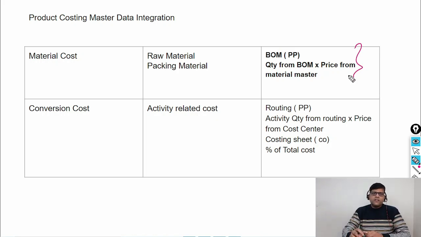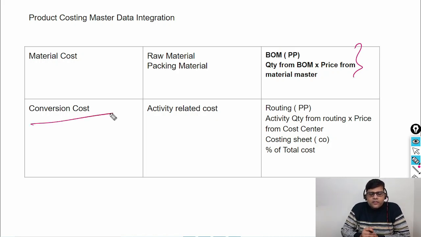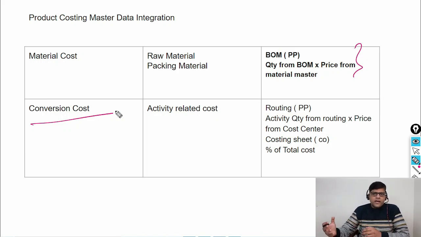Only with the raw materials or packing materials, we will not be able to manufacture. We need the activities also, to convert those raw materials or packing materials into finished stock. That's why we also need to calculate the conversion cost. Each conversion is linked with an activity. Suppose we are doing an assemble activity, testing activities, some electrical activity. All these activities need to be linked. Activity means it will be there in the PP.